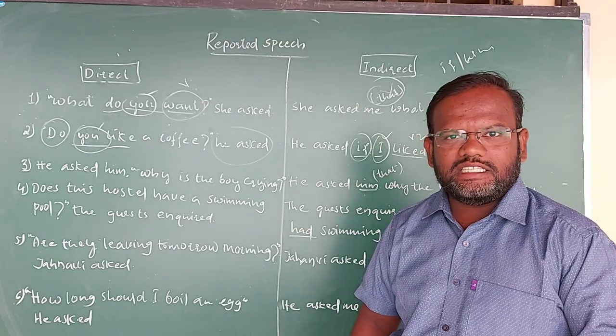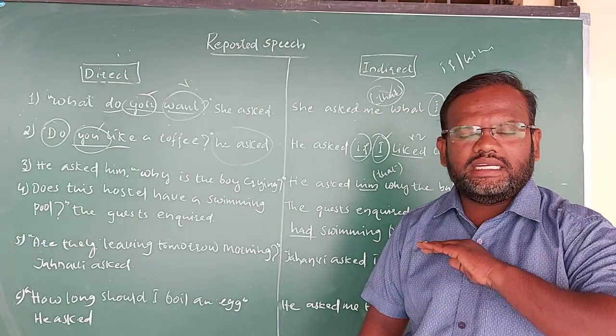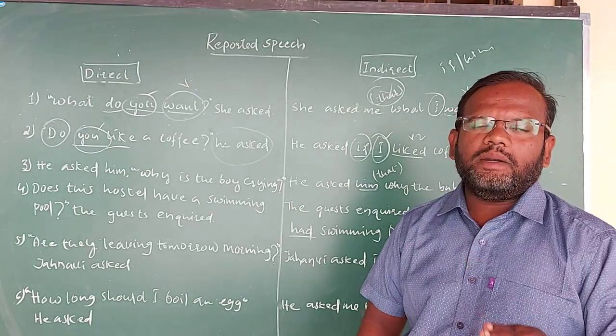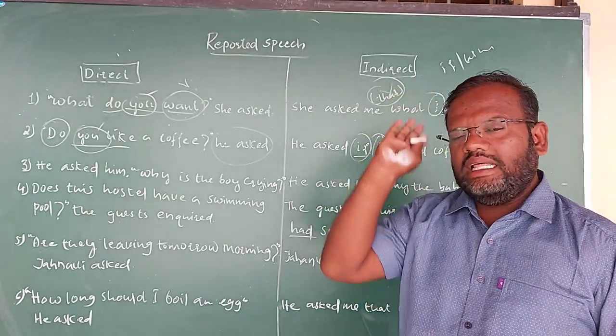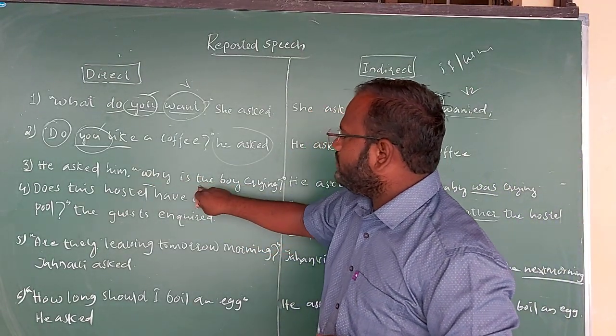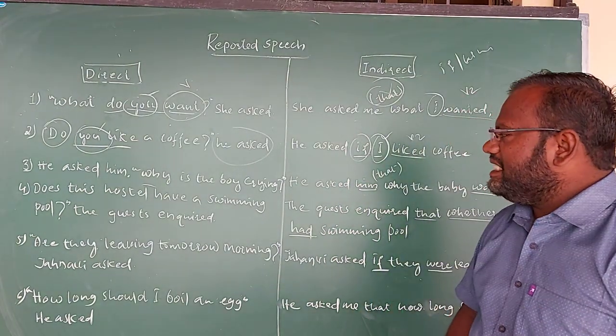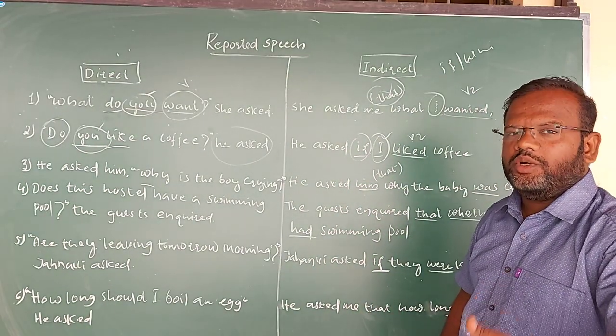If I am asking these things to you, then definitely the sentence which I am using is absolutely wrong. 100% wrong sentence it is. Then what is the correct sentence? After the questioning word, next we have to take a helping verb, is. Why is the baby crying? So this should be the question.